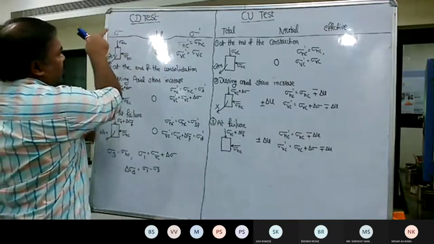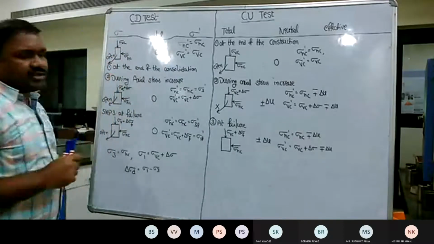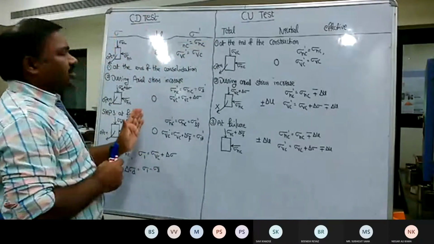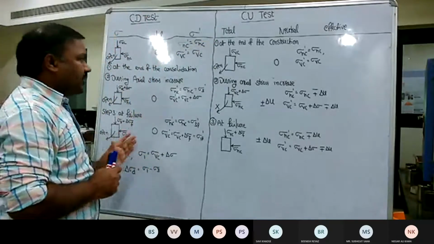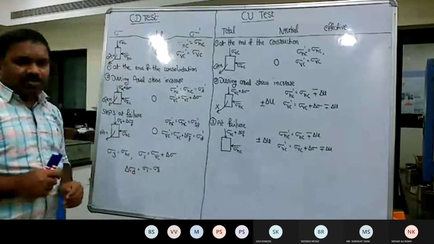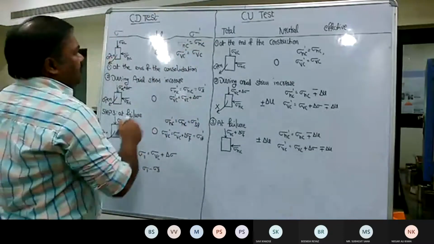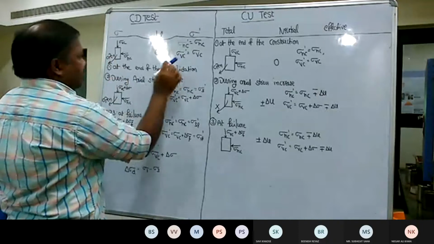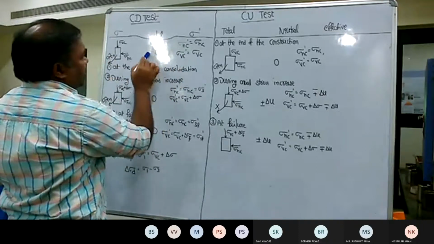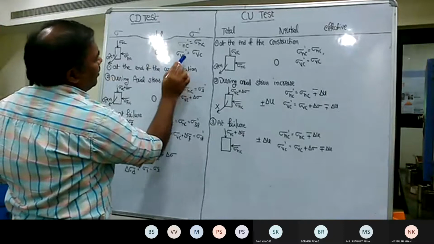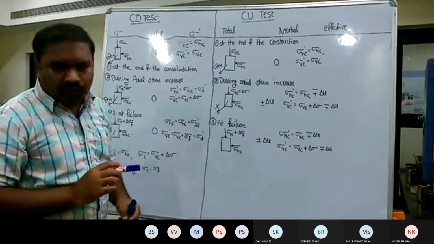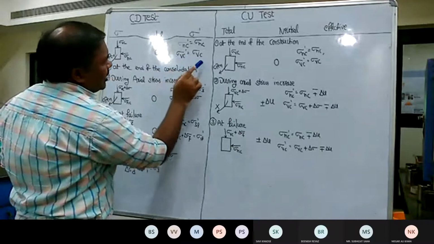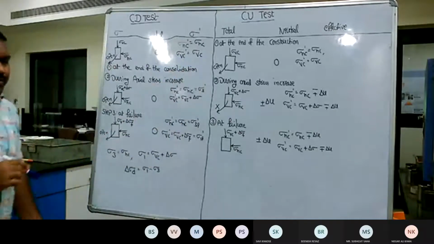Now, the very first column designates the stresses in total stress form, while the middle one represents the neutral stress or the excess pore water pressure, and the last one represents the effective stress. If you want to write the stresses in the form of effective stress, as the pore water pressure is 0, your total will become effective. That is at the end of the consolidation.